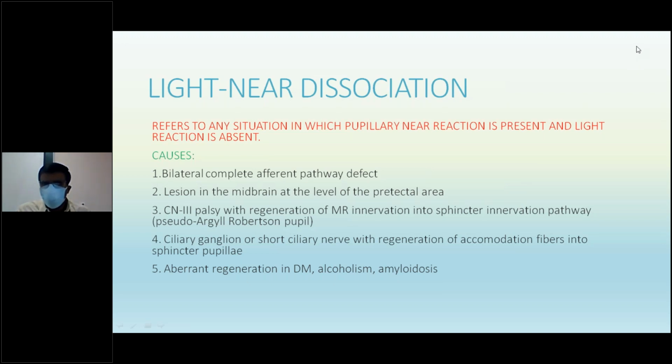With this, the pathway of pupillary reflexes and abnormalities of pupillary reflexes is completed.